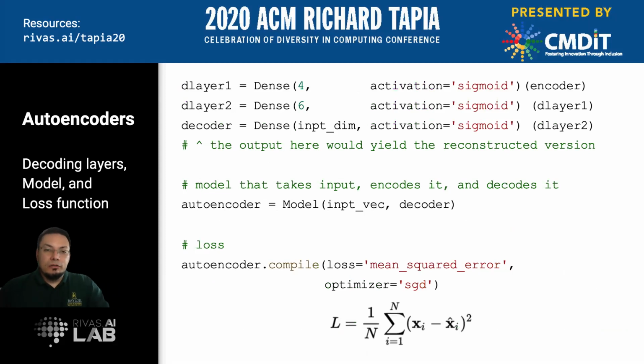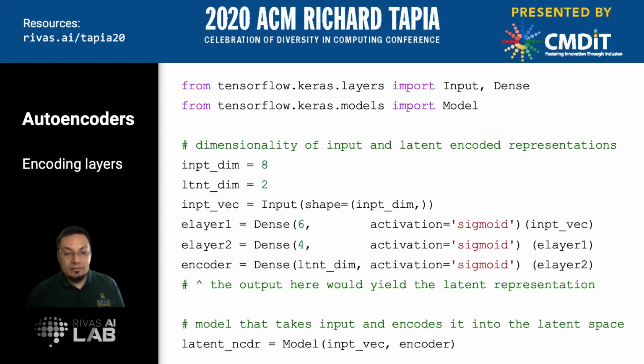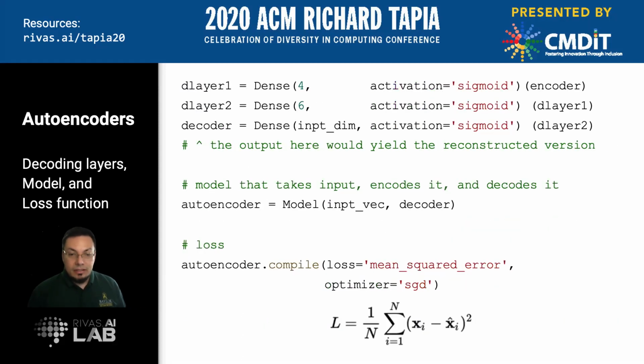Then we can start looking at the decoding layers. The decoding layers then become dense fully connected layers as well. And I'm working backwards. So if in the previous layer I went from 8 to 6 to 4 to 2, now I'm going from 4 to 6 to 8 dimensions. This is the same activation function for all of them, and this takes as input the encoder, the previous layer, and layer 2.